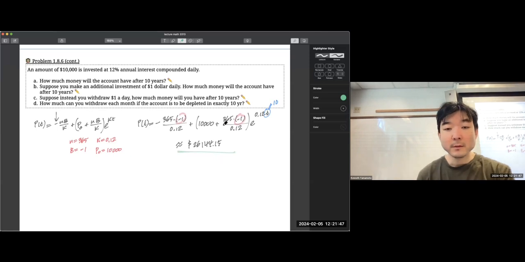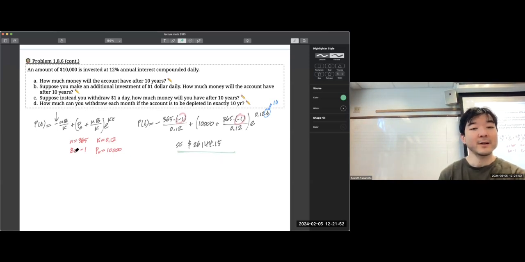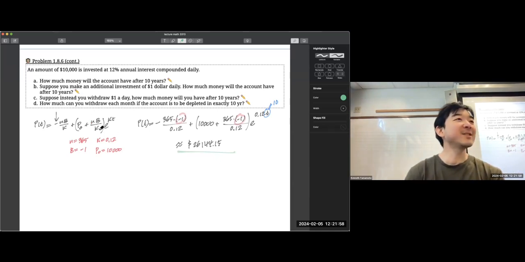There's a U? Yeah, that's an N. Oh no, sorry, that's an N. It's just an N. So N is the amount of times you are withdrawing or depositing some amount.